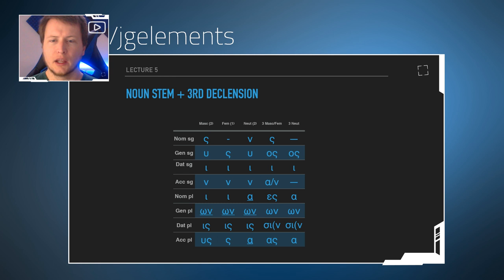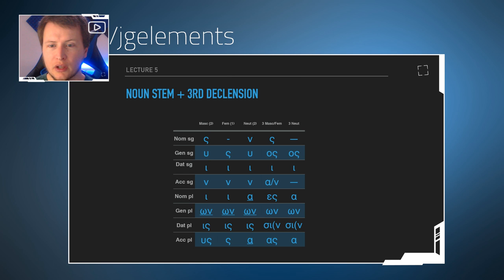Now, third declension neuter: there is no ending in the nominative singular or accusative singular. And that's because the same noun rule applies as it did before, where in the neuter, the nominative singular and the accusative singular will match. It's also true of the plural. So nominative plural and accusative plural will match. And we see that here with third declension. So you already know that part.